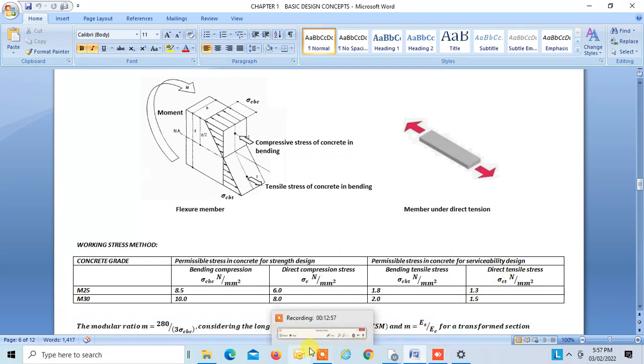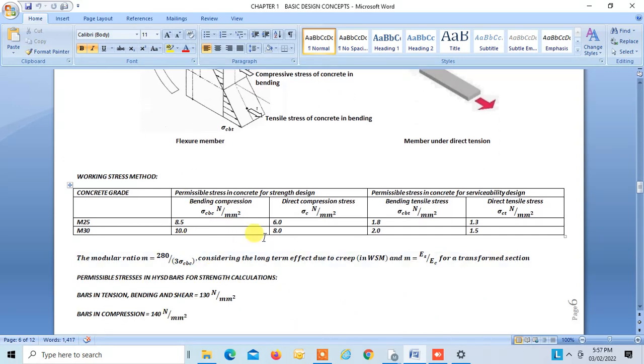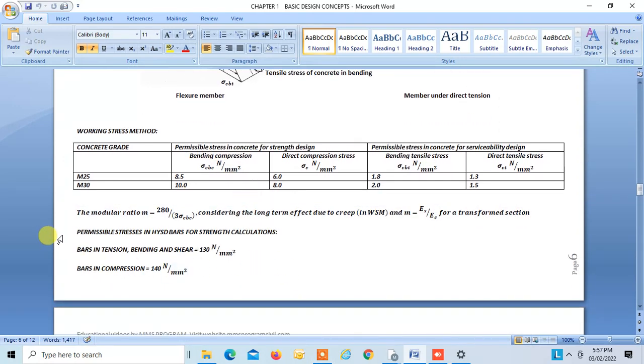So these are the stresses which you have to use, right? The modular ratio m is given by the empirical formula in working stress method, 280 by 3 sigma cbc, considering the long-term effect of creep. But for simple transformed section, the modular ratio is taken as Es by Ec, where Es is the modulus of elasticity of steel, and Ec is the modulus of elasticity for concrete, right?